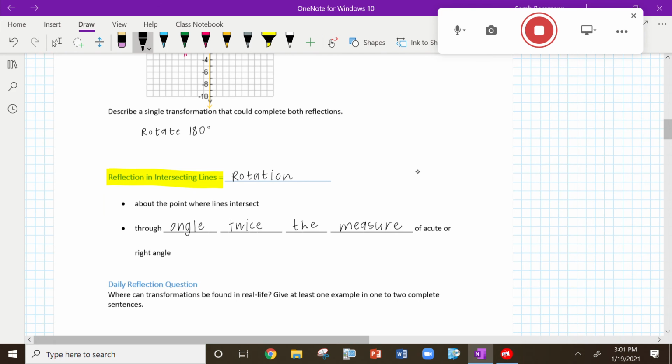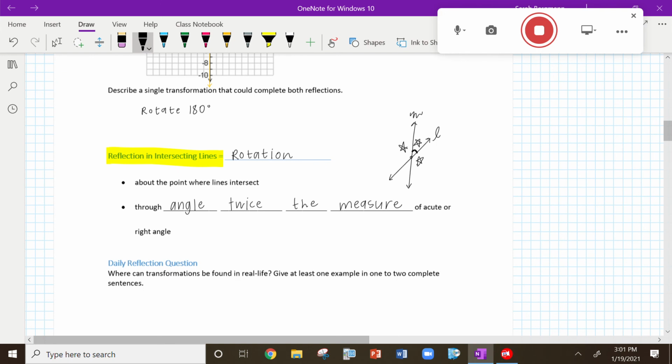So even if our two lines were not making a 90-degree angle, let's say we were going from this shape, and we reflected over line L. And next we reflected over line M. Whatever this angle is that the two lines create, we'll have to go a rotation twice that angle. And we're rotating around the center, the point of intersection.